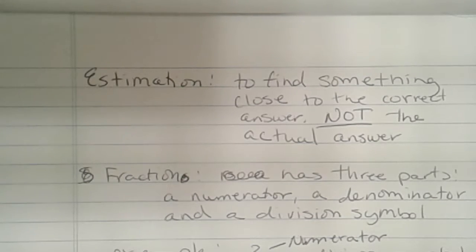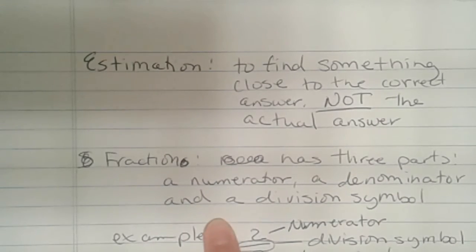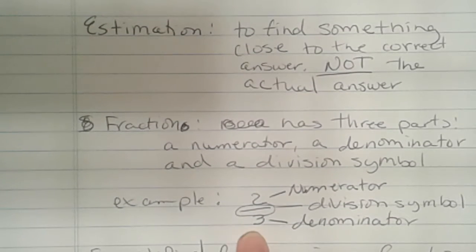Okay. So a fraction. It has 3 parts. It has a numerator, it has a denominator, and it has a division symbol. An example is like 2/3. The numerator is the top number. The denominator is the bottom number. Think about the denominator as being the dungeon. Dungeon is in the basement, and it is in the bottom. So the denominator is the bottom.